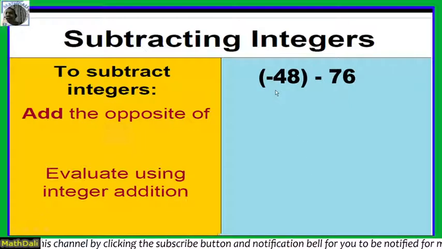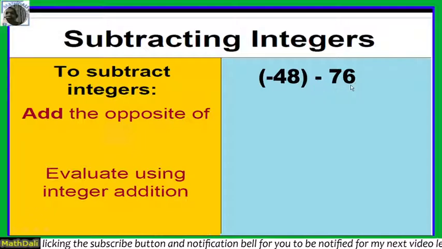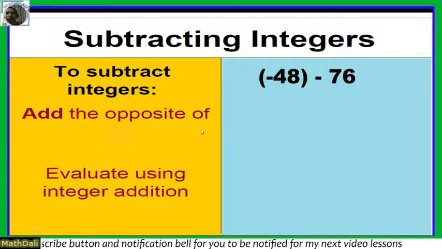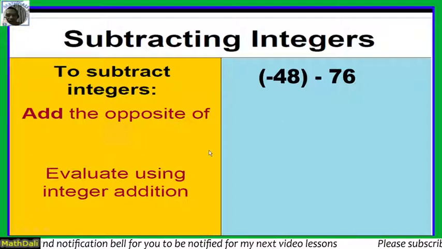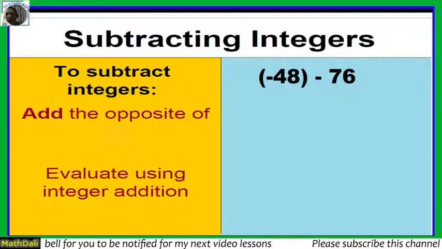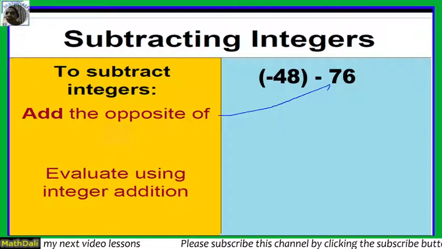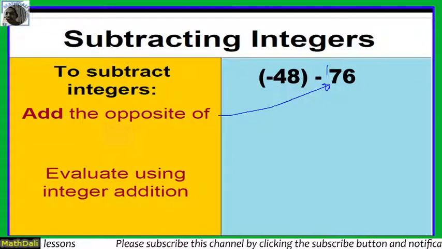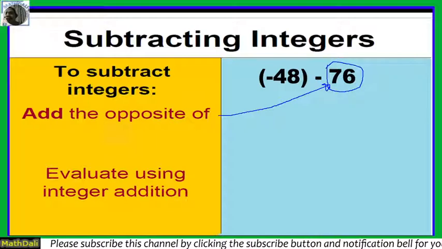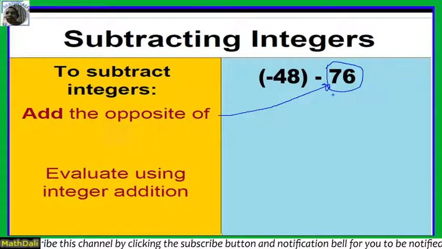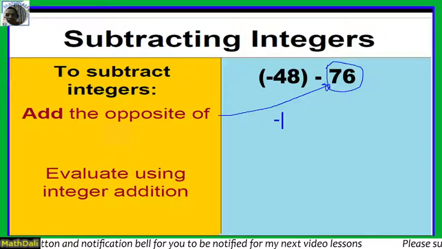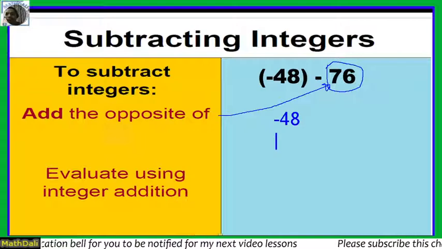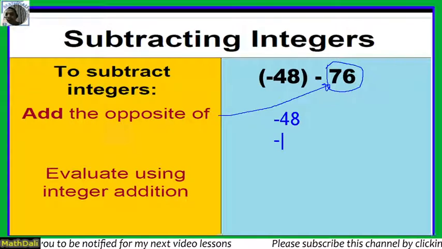How about this? Negative 48 minus 76. Okay, so ang i-add naman natin dito ay yung opposite ng positive 76. So you're going to add the opposite of positive 76. And that is negative 76. So this time we have negative 48 and plus a negative 76.